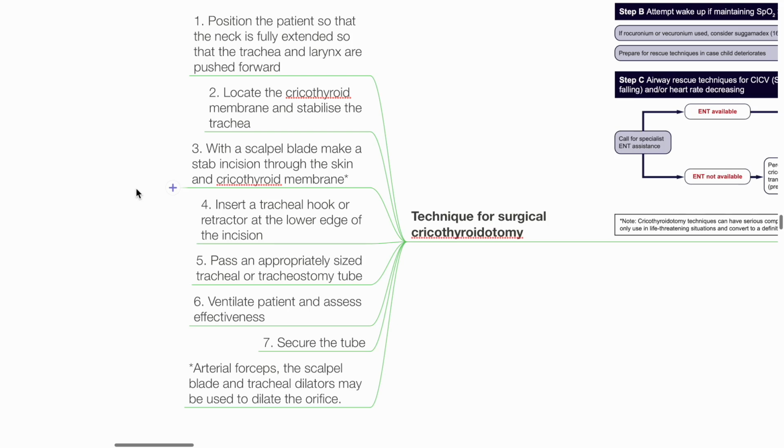Step 4. Insert a tracheal hook or retractor at the lower edge of the incision. Step 5. Place an appropriately sized tracheal or tracheostomy tube. Step 6. Ventilate the patient and assess for effectiveness. Step 7. Secure the tube.